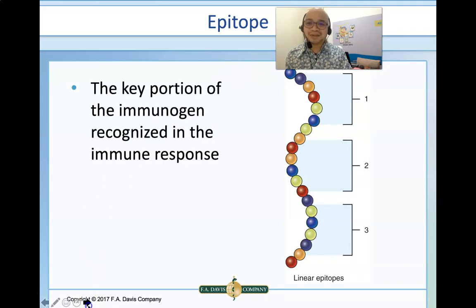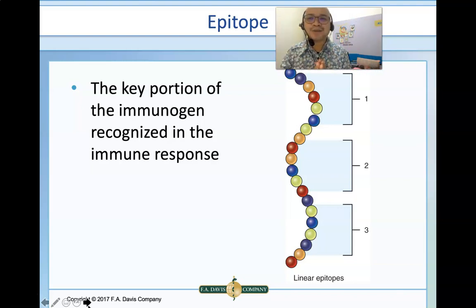Okay, so what is an epitope? The epitope is defined as the site of antigenic determinant. So that's our basic definition of an epitope. A certain antigen would have a site of antigenic determinant, and that is called epitope. It is the key portion of the immunogen recognized in the immune response.